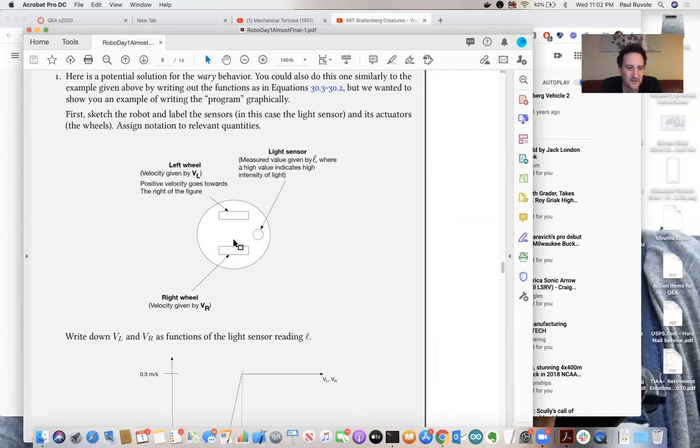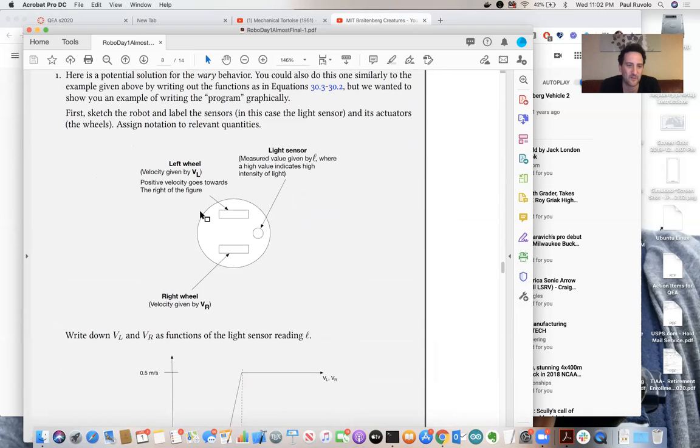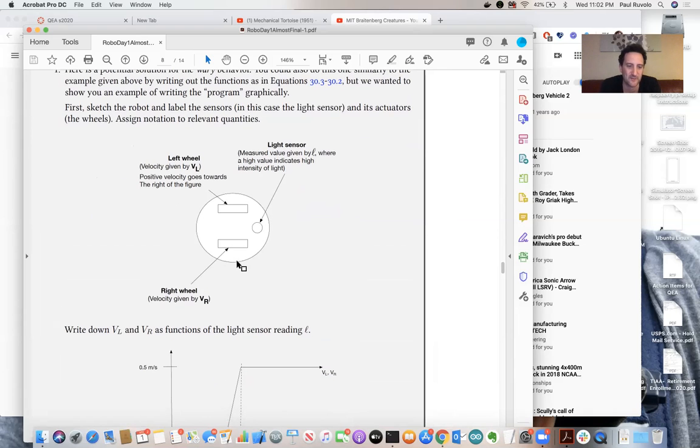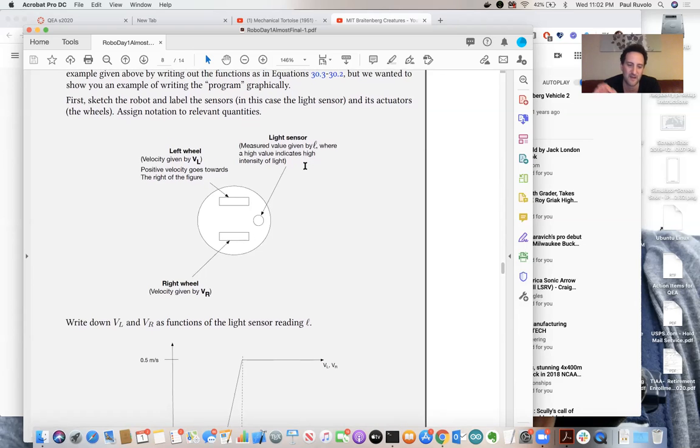The first thing I'd suggest doing in these problems is coming up with a simple sketch of your robot and giving letters or symbols to each of the quantities you're talking about. Here we have our left wheel and right wheel, so we have VL and VR for our left and right wheel velocity. And then we have a light sensor. We're going to use this script L to denote how much ambient light we're sensing, so high values of L would indicate lots of light sensed. And that light sensor is going to be right on the front of the robot.